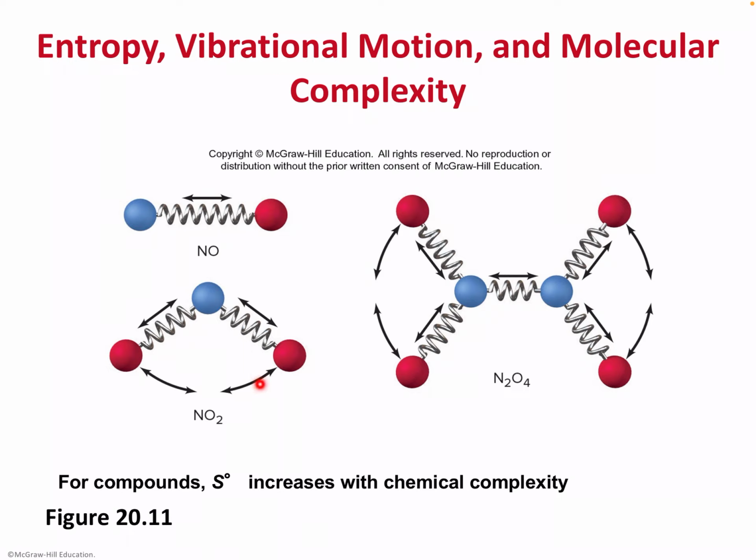This can bend, this can stretch. This has even more complex motion. So which one would have more entropy? The more complex the molecule becomes, the more freedom of motion. As a result, it would have the highest entropy. So for compounds, entropy increases with chemical complexity.